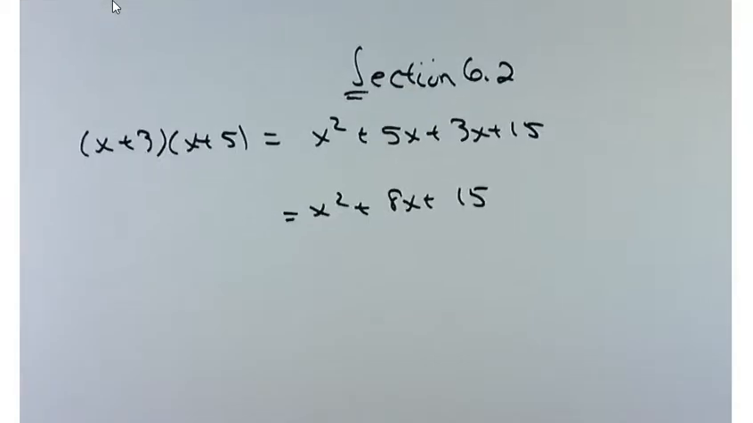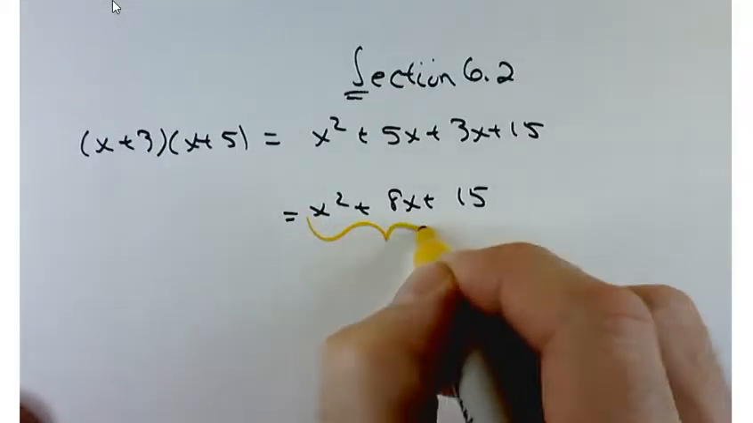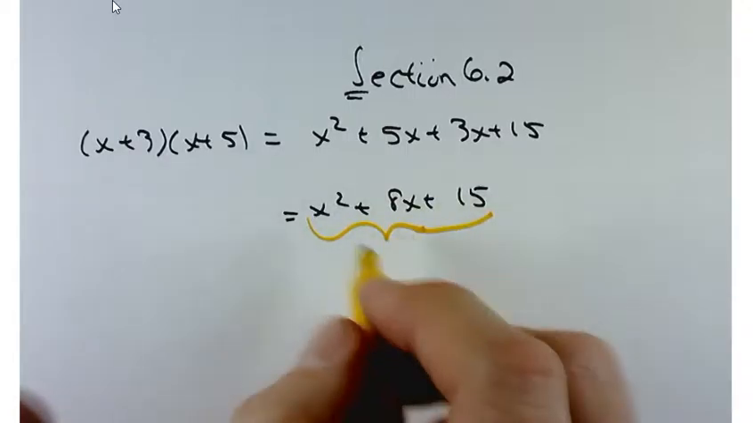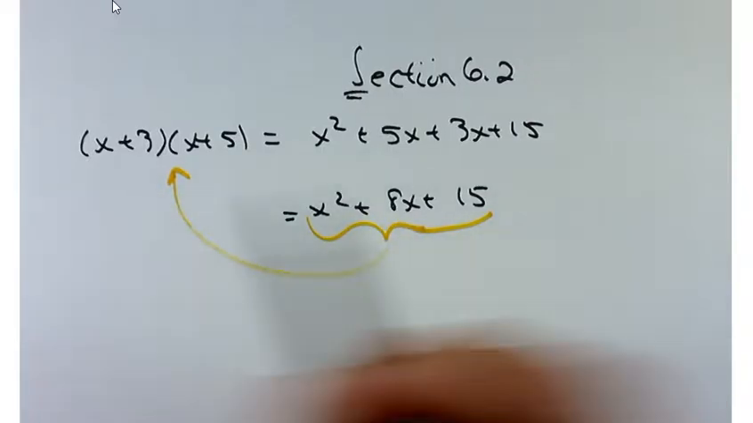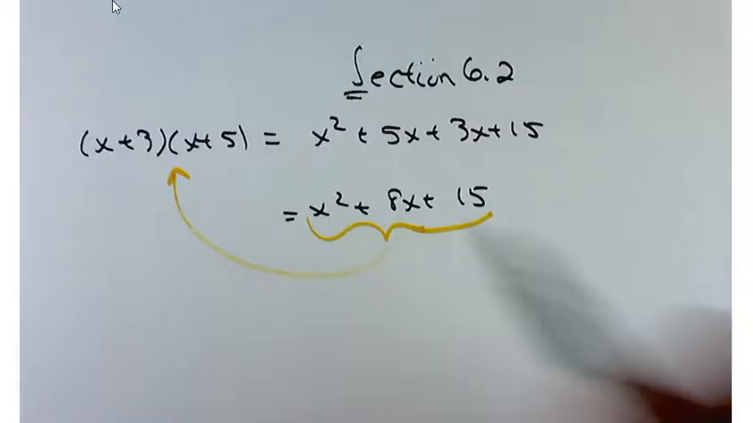Let's understand what we're going to be tasked to do. You're going to start out with a trinomial like this. We're going to have to work backwards. We're going to have to factor this, figure out, well, what two things did you multiply together to get x squared plus 8x plus 15? In this case, we can see it, but let's use this to try and figure out what you're going to have to do in general to factor these things.